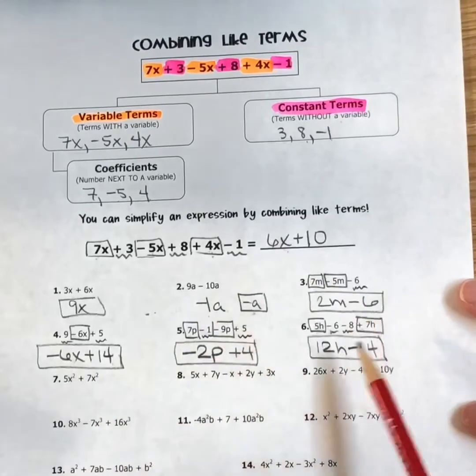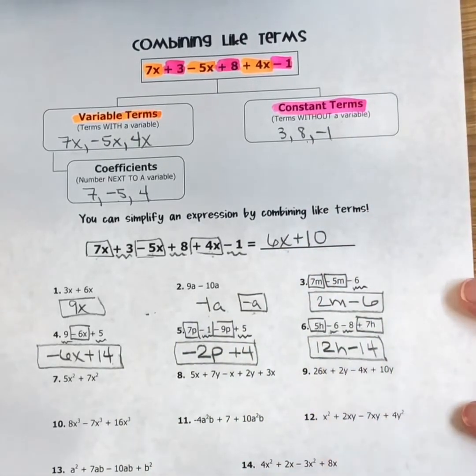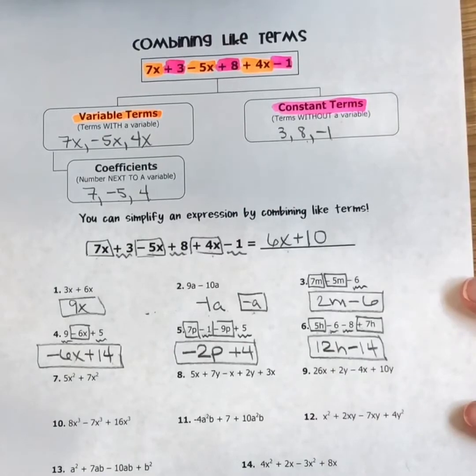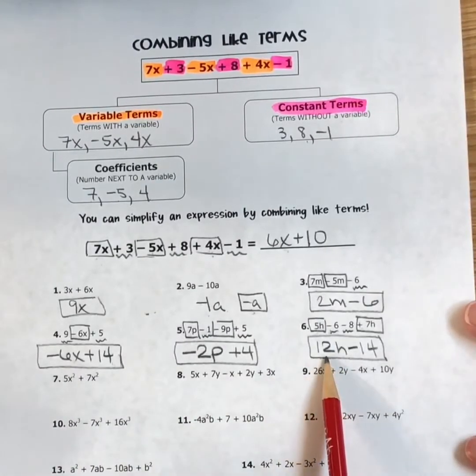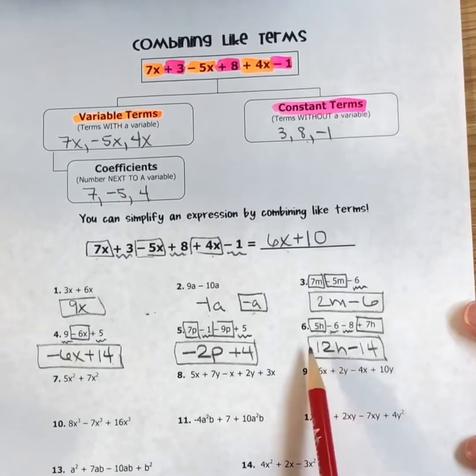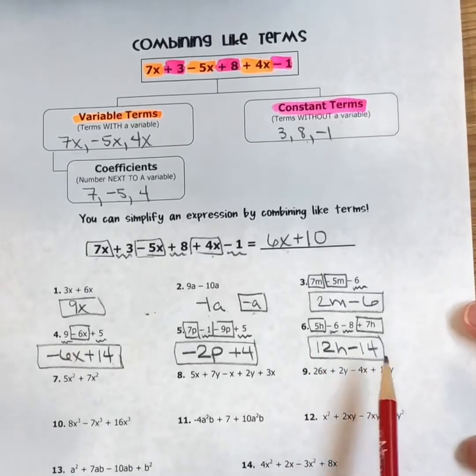So the constant terms always come last. The variable terms always have priority, so they get listed first. We'll actually talk more about that when we get into polynomials. It's called descending order. So the variables with the highest power come first, and then your constant terms go last.